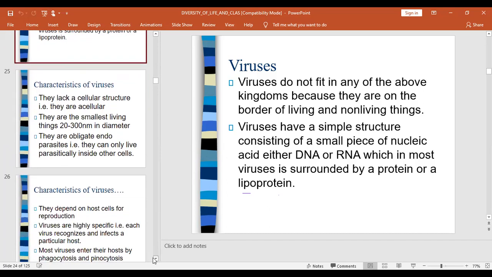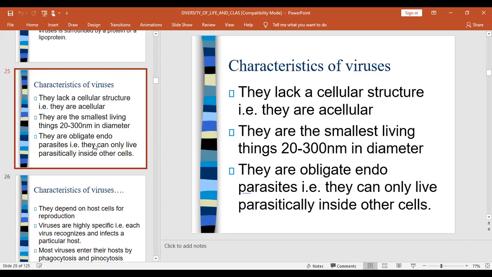So when you look at the characteristics of viruses, for example, viruses lack cellular structure, so we say they are acellular. They lack any structure of the cell. They have a free existing DNA or RNA, just a strand. Because of that, they cannot synthesize their proteins. They cannot replicate on their own. They can only replicate when they enter into a host cell.